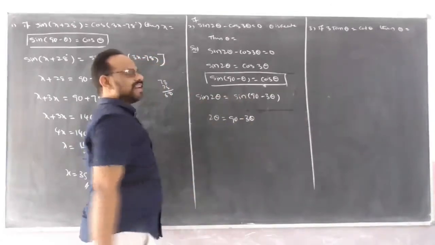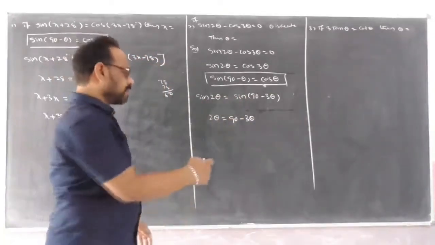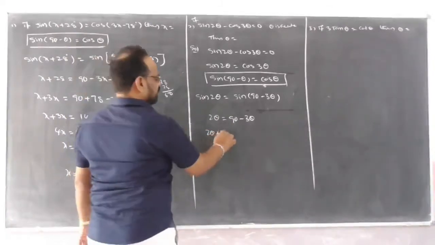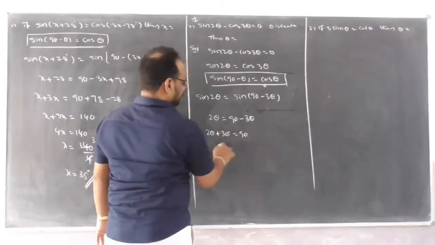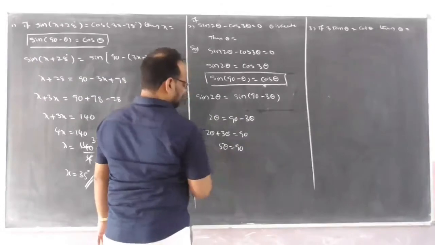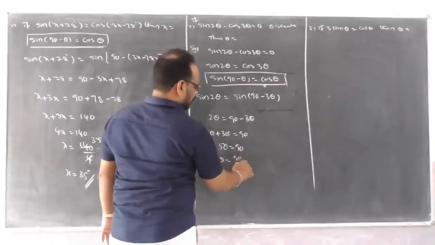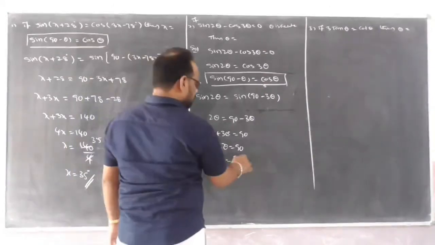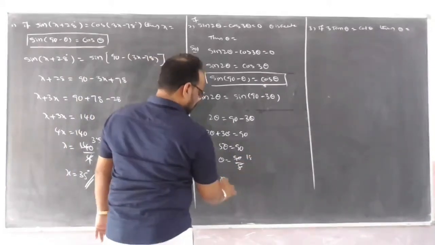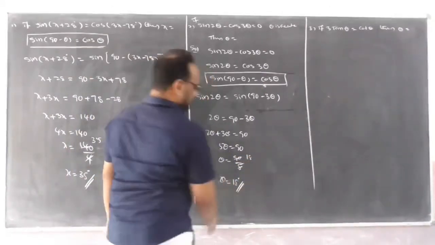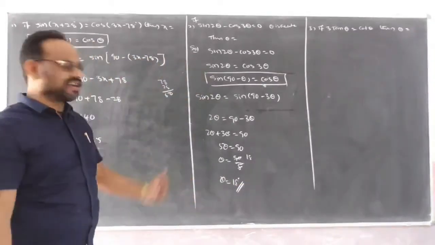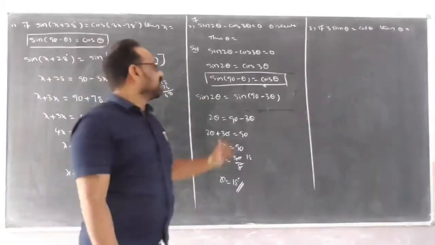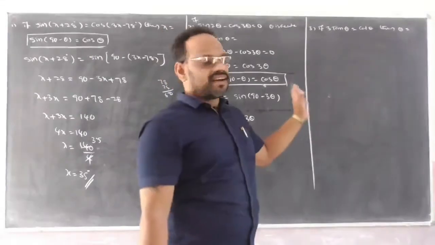If you transpose minus 3 theta from RHS to LHS, it will become positive. That is 2 theta plus 3 theta is equal to 90, so 5 theta is equal to 90. Theta is equal to 90 by 5, which is 18. So theta is equal to 18 degrees.